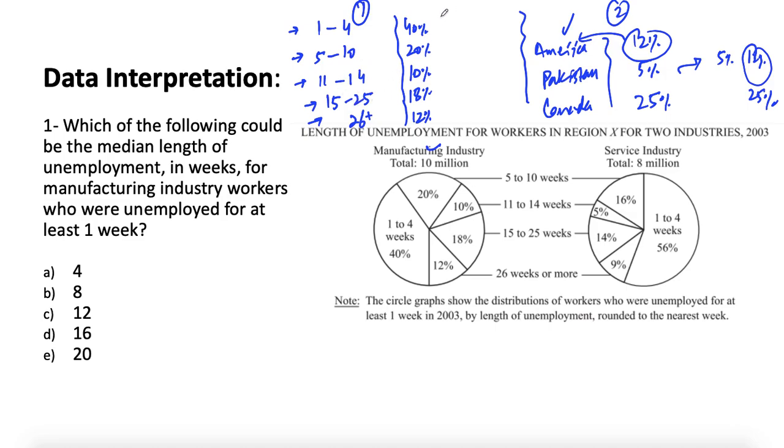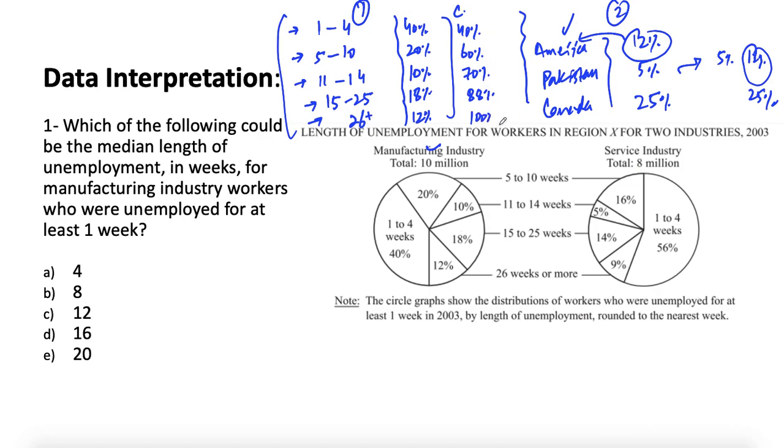But in this category, we can arrange this in order of the length of weeks, right? So this is already arranged. Now exactly what is the median? Median divides the data set into equal parts, 50% on each side. These are the percentages, so we need to find the cumulative of this. This is 40, 40 plus 20 is 60, 60 plus 10 is 70, this is 88%, and this is 100%.